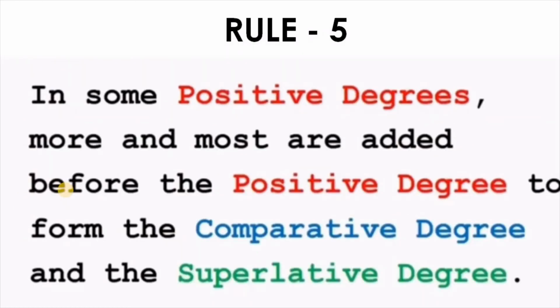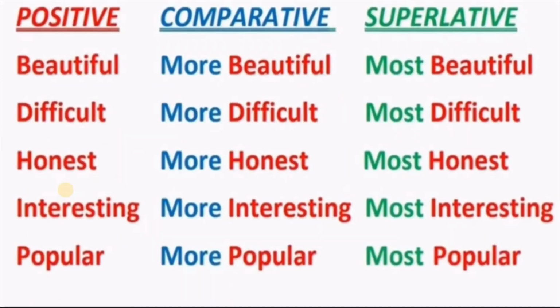Now we'll see the rule number 5. In some positive degrees, more and most are added before the positive degree to form the comparative degree and the superlative degree. Example, beautiful, more beautiful, most beautiful. Difficult, more difficult, most difficult. Harnessed, more harnessed, most harnessed. Interesting, more interesting, most interesting. Popular, more popular, most popular.